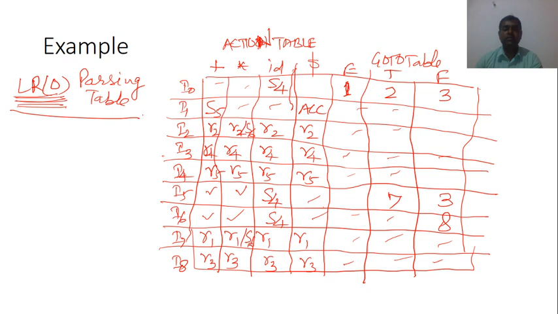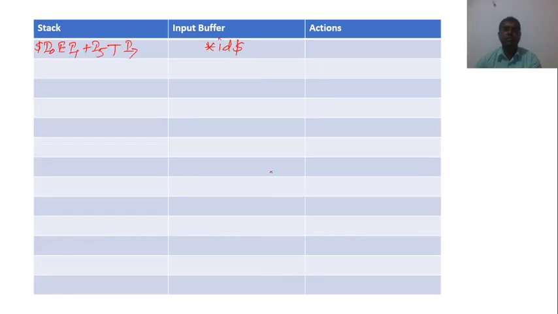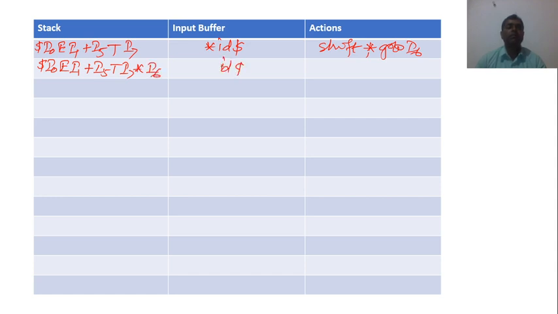What do I have to do here? I am just giving priority to shift. Shift and go to I6. So now it becomes shift asterisk and go to I6. So it becomes here $ I0 E I1 + I5 T I7 * I6, and here it becomes id $.